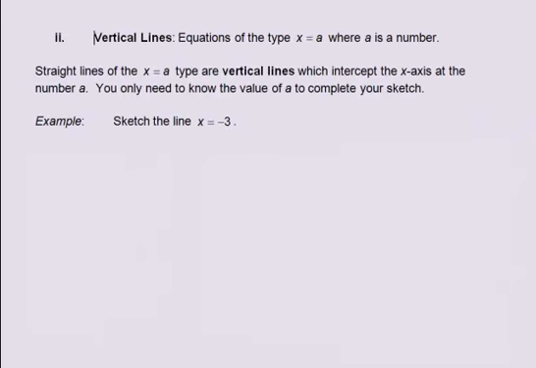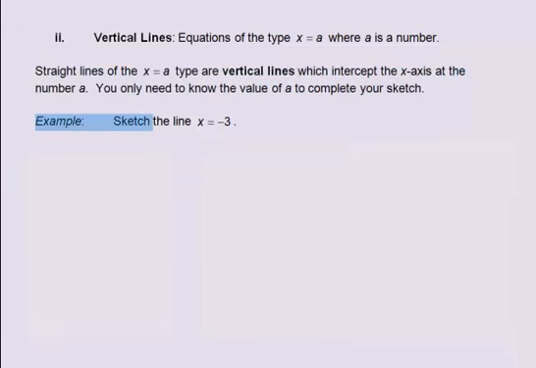2. Vertical lines. Equations of the type x equals a, where a is a number. Straight lines of the x equals a type are vertical lines, which intercept the x-axis at the number a. You only need to know the value of a to complete your sketch.